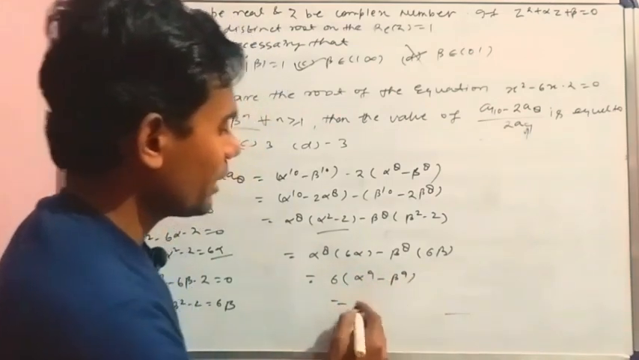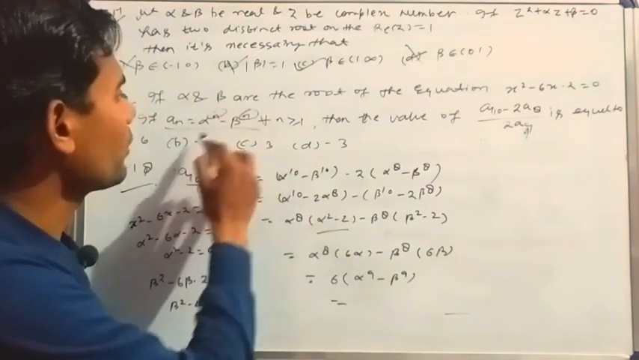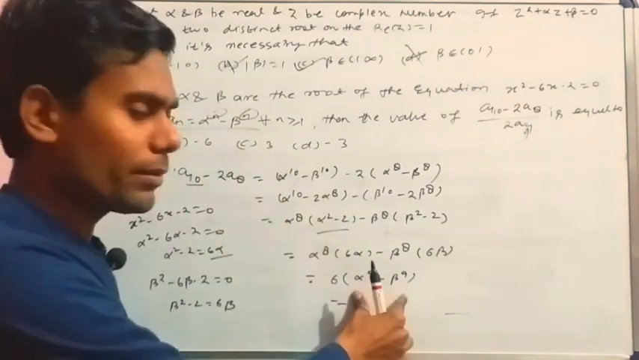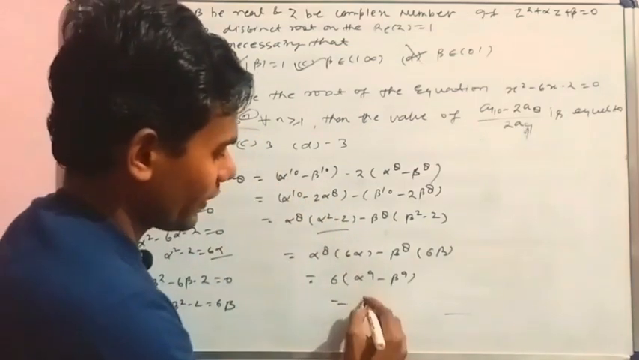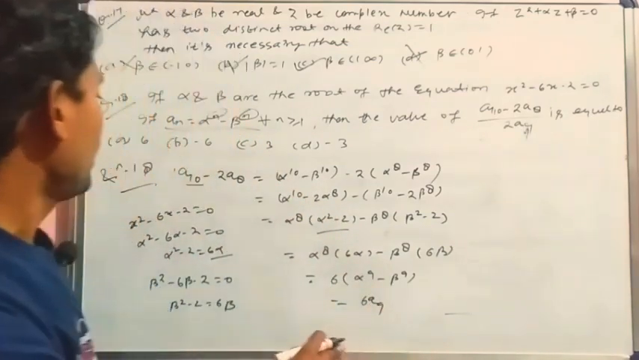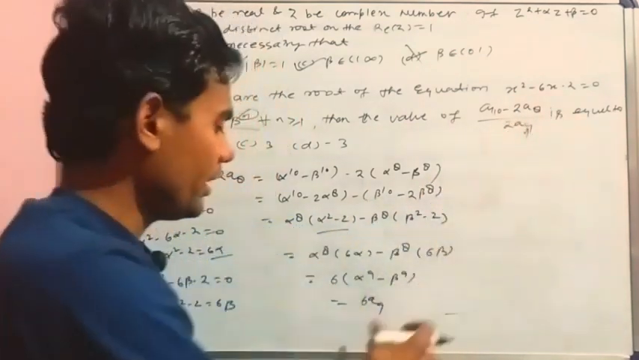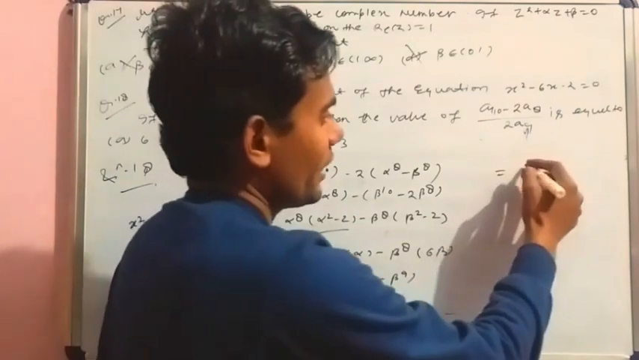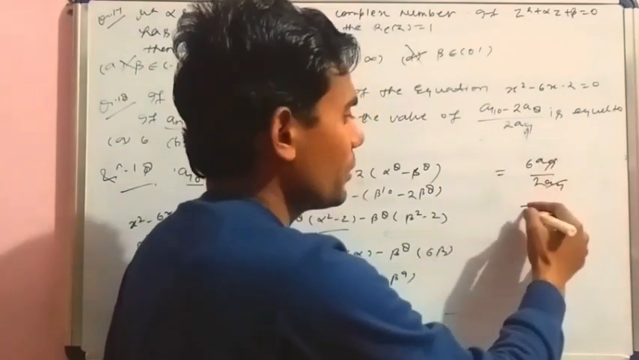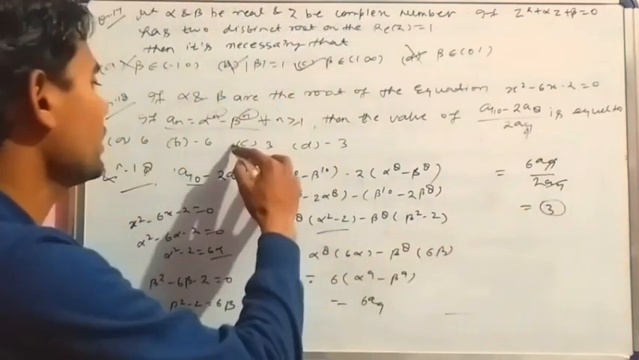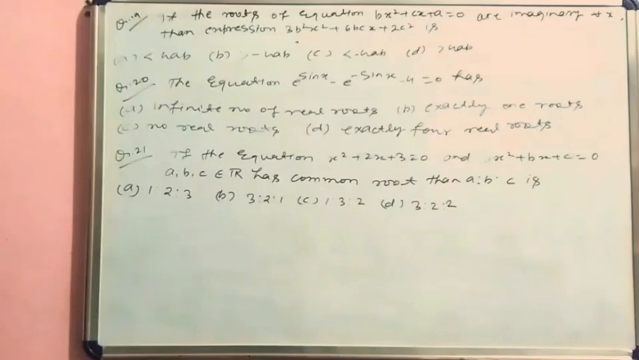Then we simplify, 6 is common, and we get alpha power 9 minus beta power 9, which in this form is a9. So we have 6a9, and we have to find this value only. a10 minus 2a8 is equal to 6a9, then 6a9 divided by 2a9, the a9 cancels out, giving 3. So C is the right option, and E, A, B and D are incorrect options.